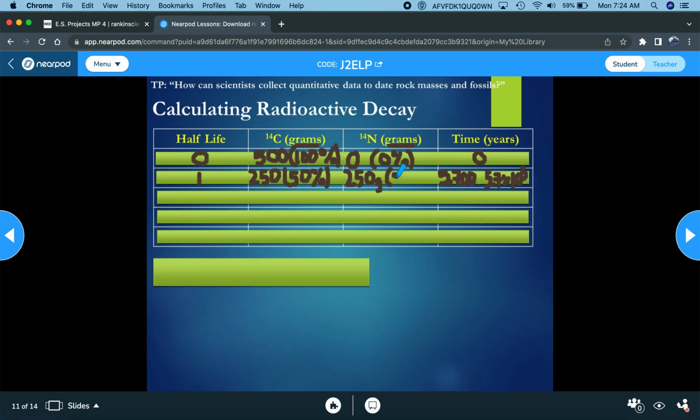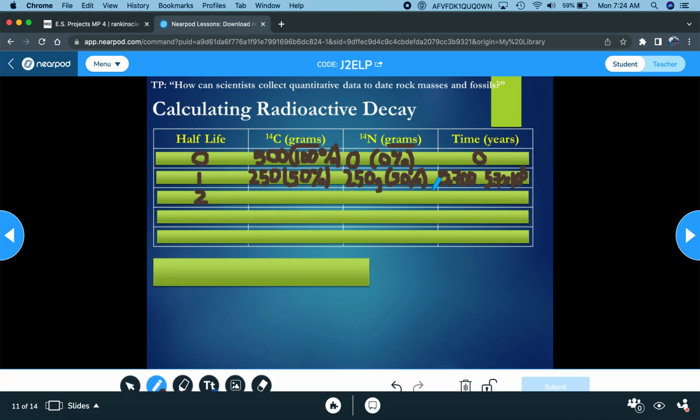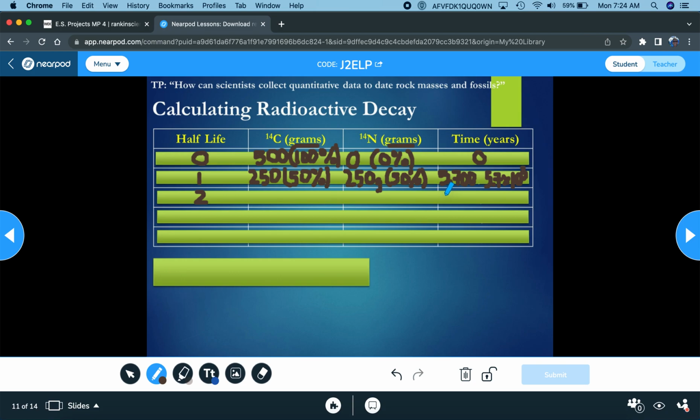A good way to check yourself is that after each half-life, you have to have a balance of what you started off with. We started off with 100%; 50 and 50 in half-life 1 is 100, that adds up to 100%, because we have 0 here. And we started off with 500 grams: 250 in half-life 1 for the unstable, 250 for your stable. Add them together, that will give you 500. All right, let's continue. Half-life 2 would be 5,700 times 2.